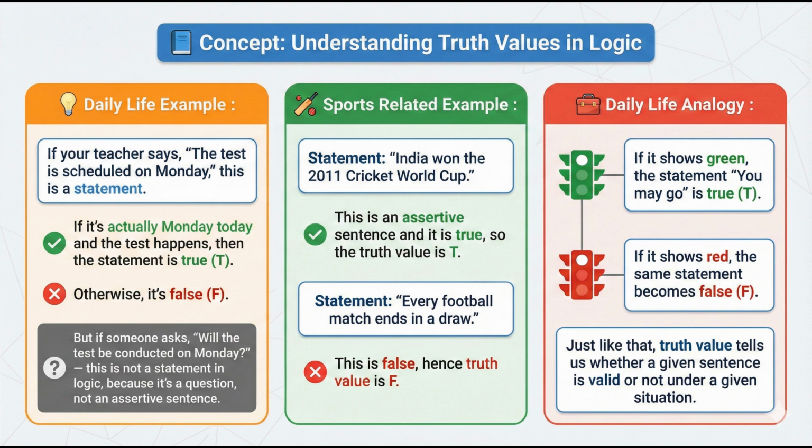Daily life analogy. Let us understand truth value using an analogy. Think about a traffic light system. If the signal is green, the statement "you may go" is true. If the signal is red, the same statement becomes false. In the same way, truth value tells us whether a given statement is valid or not in a given situation. This completes the basic idea of statement and truth value of a statement. With a little practice, logic becomes clear, simple, and enjoyable.